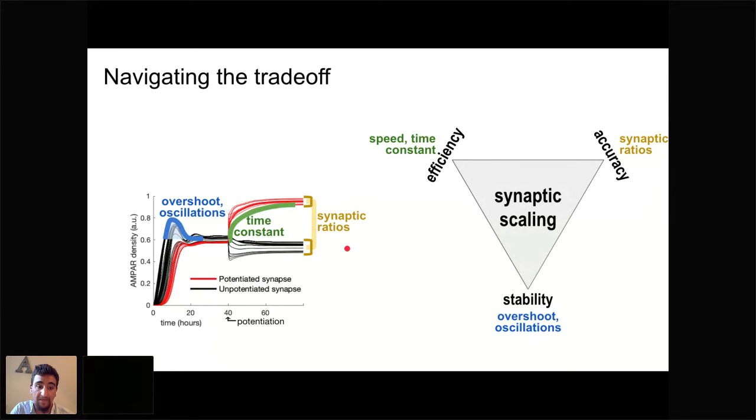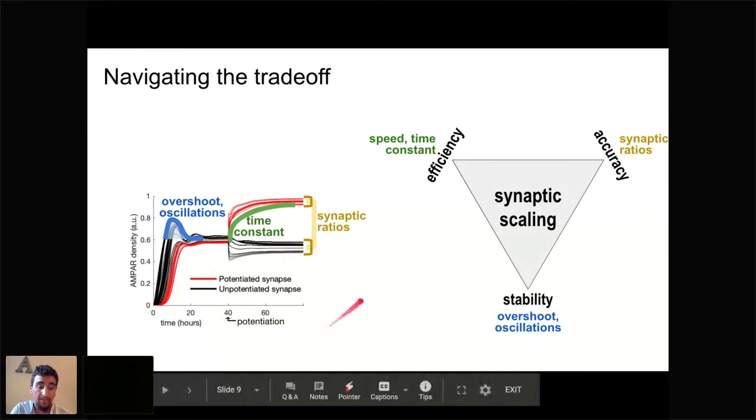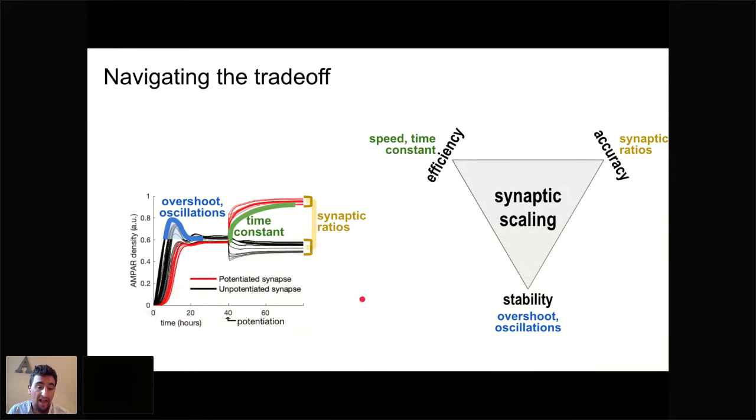This quality of synaptic scaling with these limitations is the best the cell can achieve. For example, to improve the efficiency, the accuracy or stability is going to take a hit. To improve any attribute, one or both of the others will worsen. And the morphology of the cell itself imposes these restrictions. We're going to talk about how a neuron might navigate these trade-offs, which requires going back to the model.